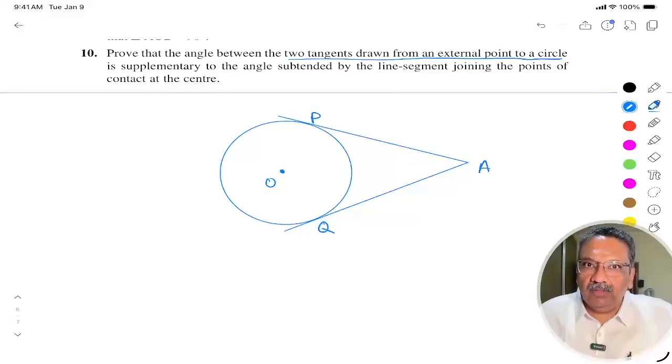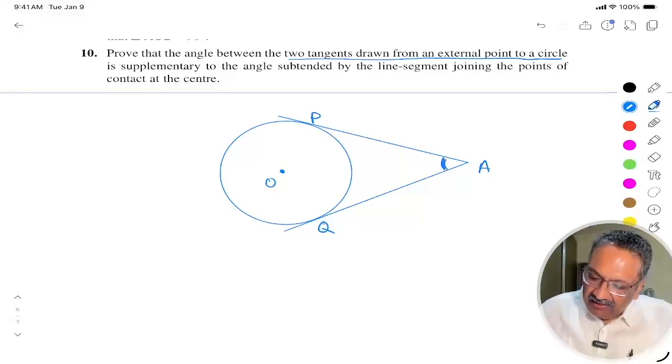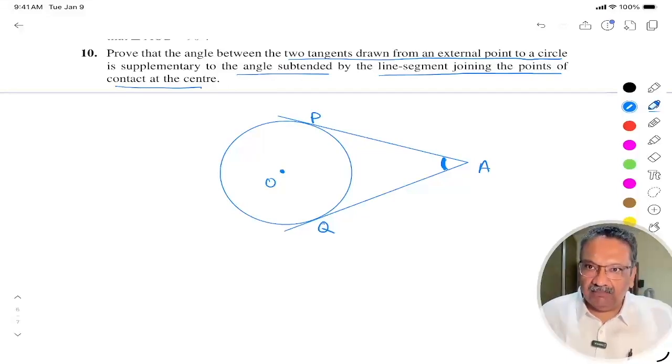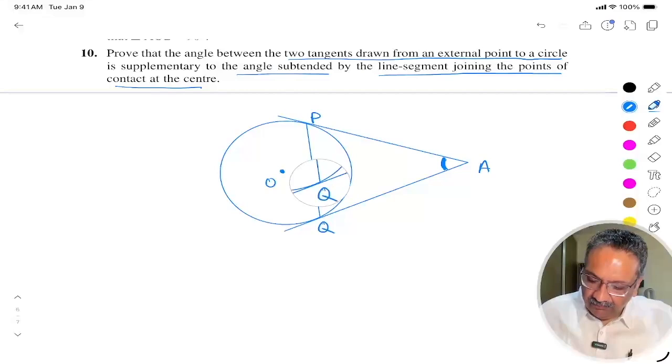Okay, now first sentence we'll read again. Prove that the angle between the two tangents drawn from the external point, and what is the angle? That is this angle. This is the angle between the two tangents, correct? So this is supplementary to the angle. Okay, now we will come to the second sentence. You have to find the angle subtended by the line segment joining the points of contact. So there is a line segment which joins the points of contact. What are the points of contact? P and Q. So we join P and Q, so we have PQ as the line.